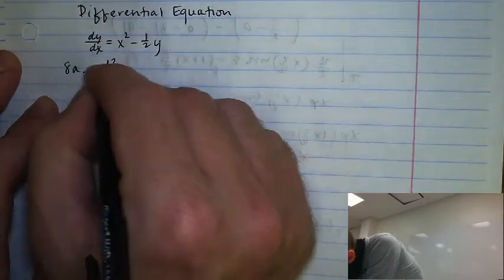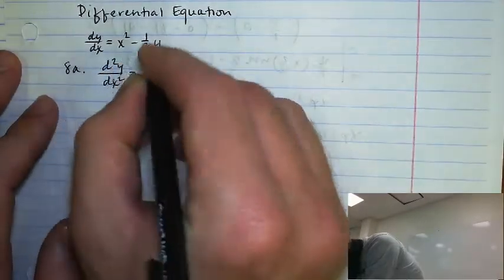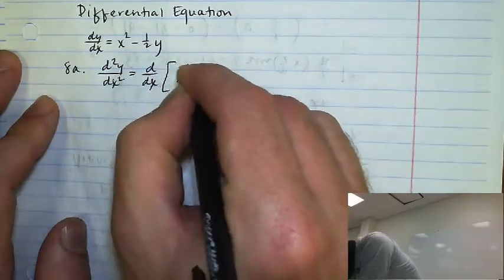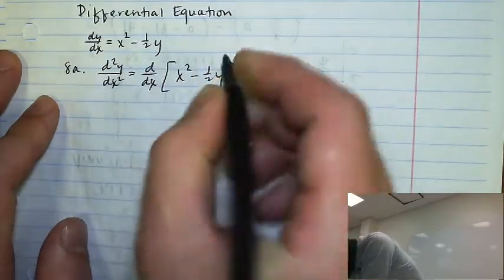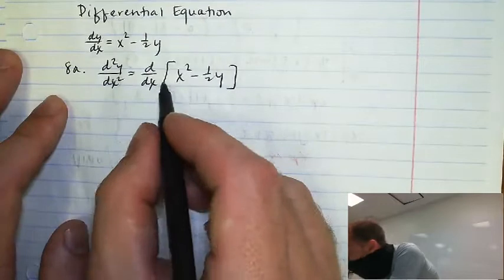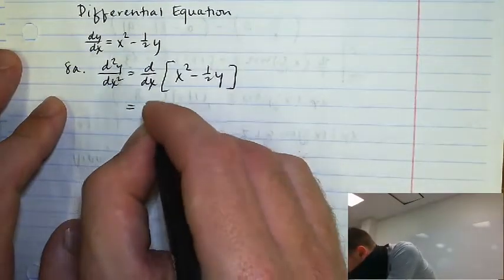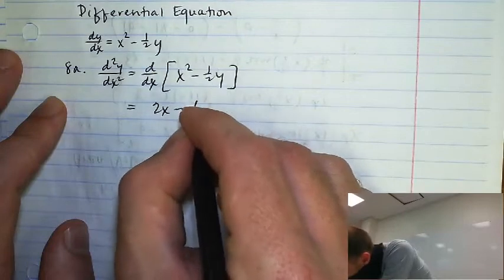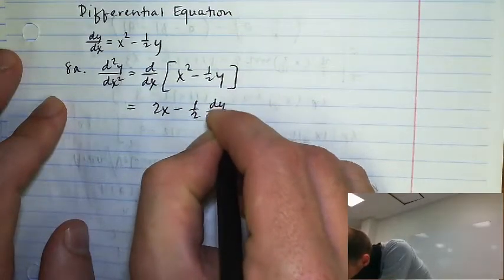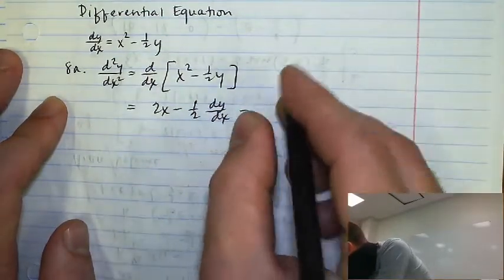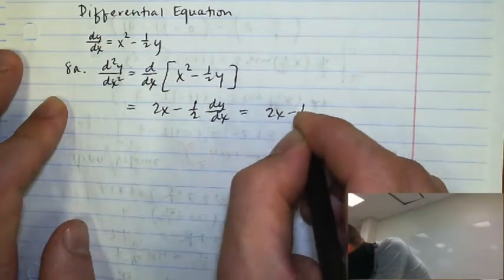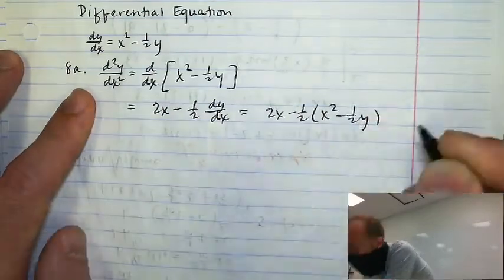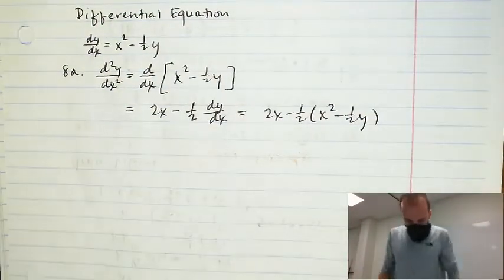But okay, that's the derivative with respect to x of dy dx. So that's x squared minus half y. Then I'm going to take the derivative of that with respect to x. Derivative of x squared with respect to x is 2x. The derivative of half of y is half of dy dx. But they want it in terms of x and y. So 2x minus half of dy dx, where dy dx was x squared minus half of y. And I'll just leave it there, right?